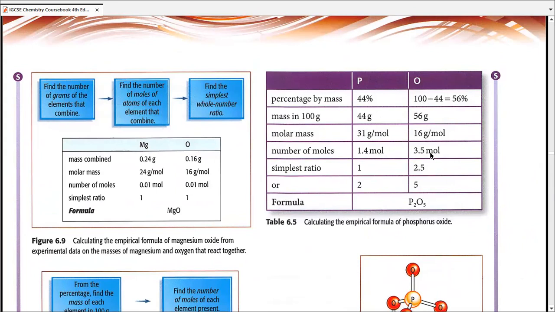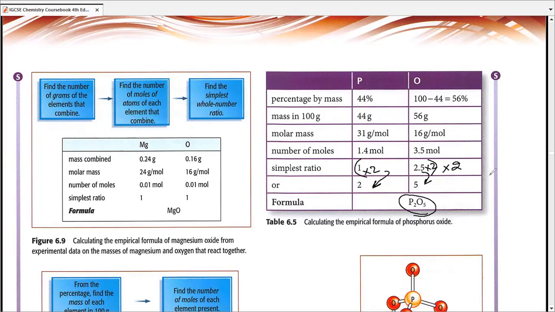You get the number of moles by dividing these values, 1.4 and 3.5. After you divide 1.4 and 3.5, this turns out to be 1 and 2.5. Now, these are still not whole numbers. So what we do, what's not mentioned in the book, and you need to understand with my previous explanation, is that we multiply both of these numbers by 2. So when 1 is multiplied by 2, the answer comes out to be 2. When 2.5 is multiplied by 2, the answer comes out to be 5. So it then becomes P2O5.